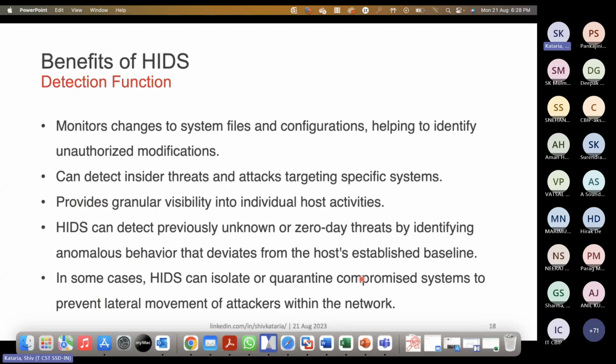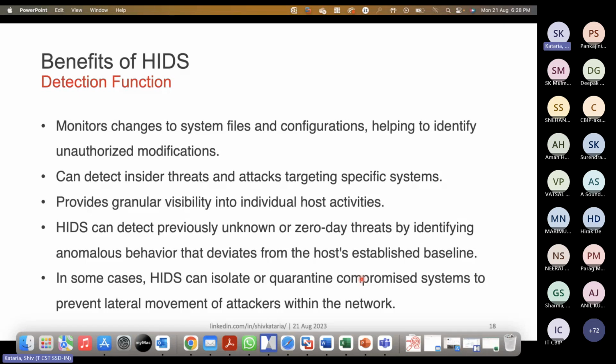The advantage of host-based intrusion detection is that it monitors the changes to system files and configurations. It helps in identifying unauthorized modification. It can also detect insider threats, because it continuously monitors user actions. Targeted attacks can also be detected by HIDS solutions. And since it works on user activity, it gives very granular visibility into the system.